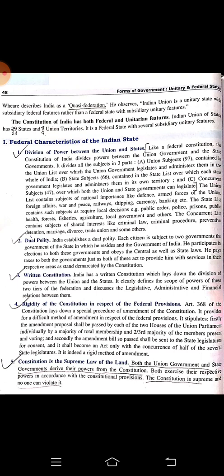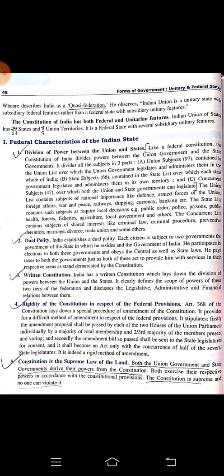Power division is there. There must be power division in a federal state, so India has power division. Next, we have dual polity. Dual polity means there are two kinds of government. One is the central government, and we have the state government. Then we have the local governments also. So we have a three-tier government system here. Okay, next, as you know, if it is federal, then it will have a written constitution. So India has a written constitution.